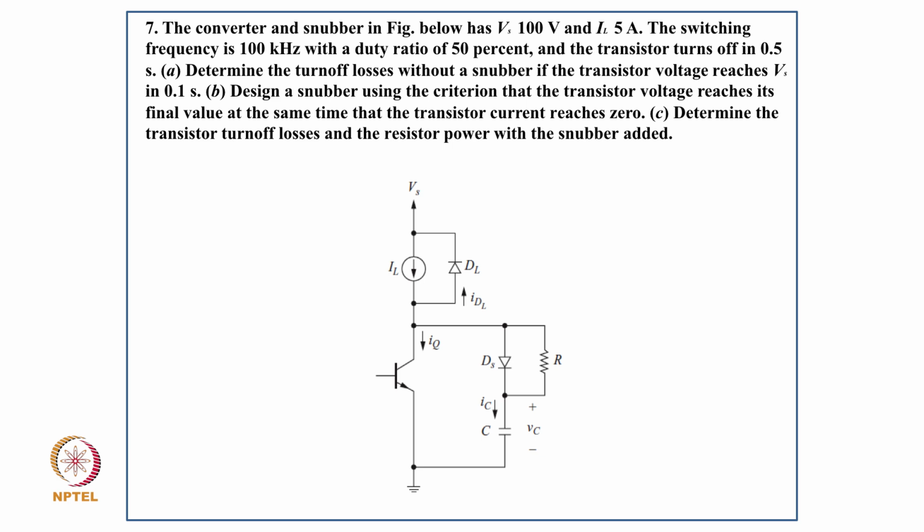Now coming to numerical problem 7. The converter and the snubber in the figure shown below has Vin 100 volt and IL equal to 5 ampere. The switching frequency is 100 kilohertz with a duty ratio of 50%, and the transistor turns off in 0.5 microsecond. A. Determine the turn off losses without snubber if the transistor voltage reaches Vin in 0.1 microsecond. B. Design a snubber using the criterion that the transistor voltage reaches its final value at the same time that transistor current reaches 0. Determine the transistor turn off losses and the resistor power and the snubber added as shown in the figure.